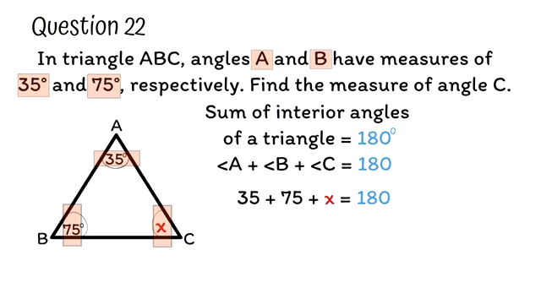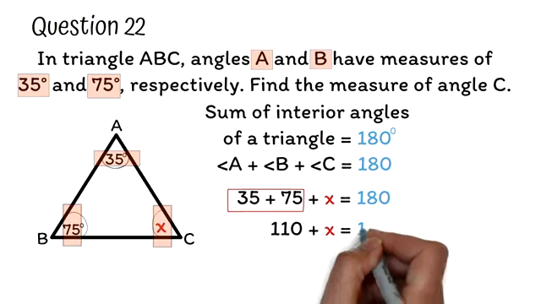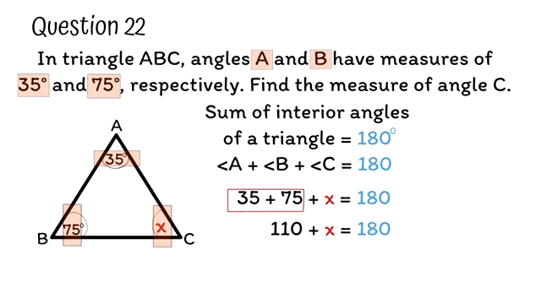By order of operation, at the left-hand side of the equation, add the like terms, which is 35 and 75. This will give us 110 plus x equal to 180. To find x by itself, subtract 110 from both sides of the equation.